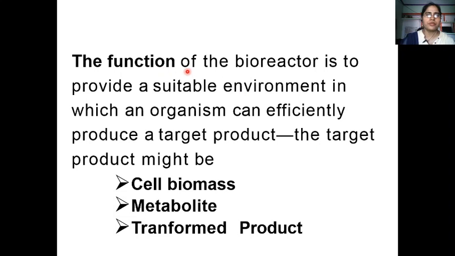So next, how the bioreactor functions. The bioreactor functions in controlled conditions. So it produces cell biomass, metabolites by the plant cells, and other cells are also used for producing metabolites. Transformed products such as recombinant product, insulin, hepatitis B vaccine, and single cell proteins. All these things are produced by the bioreactor.